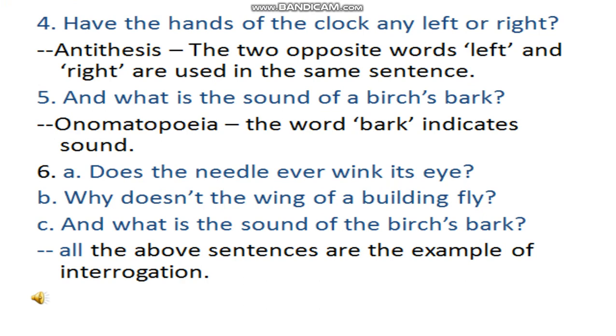Then the sixth one. A, "Does the needle ever wink its eyes?" B, "Why does the wing of a building fly?" And, "What is the sound of a beech bark?" All the above sentences are interrogation. The poet has asked the questions just for the poetic effect.